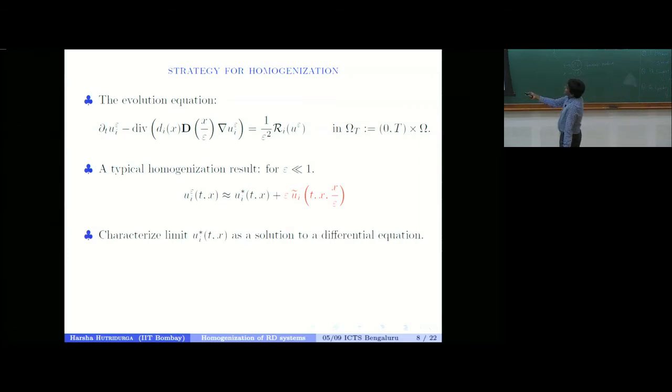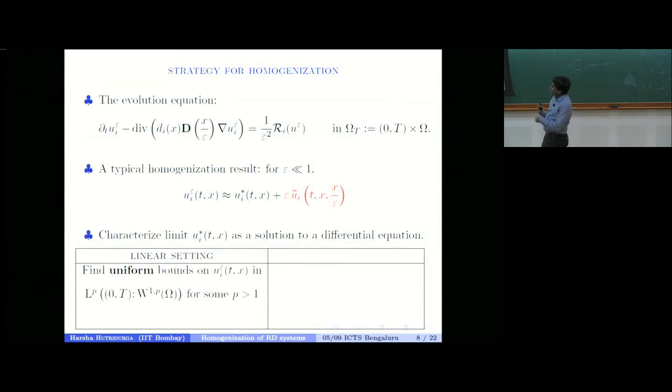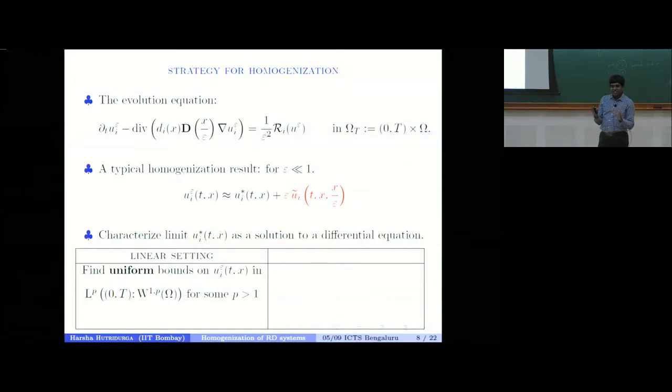And we want to characterize this u_i star, right? So in a linear setting, what do people usually do? You look for uniform bounds on the solutions, u_i epsilon. When I say uniform, you are looking for some bounds in these spaces, L^p in time, W^{1,p} in space, for some p, which is dictated by your problem, which is uniform in this epsilon, okay? In linear problems, that's the usual strategy. You look for uniform bounds, and then you get weak convergence, and that's enough, actually. You can pass to the limit and get the characterization of u_i star, and that's it.